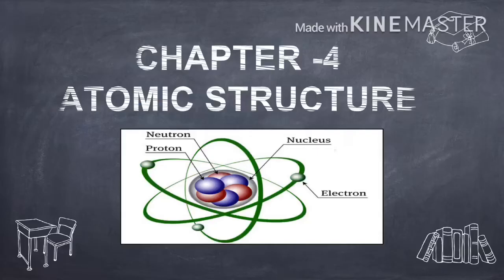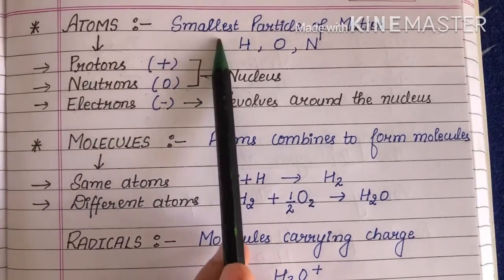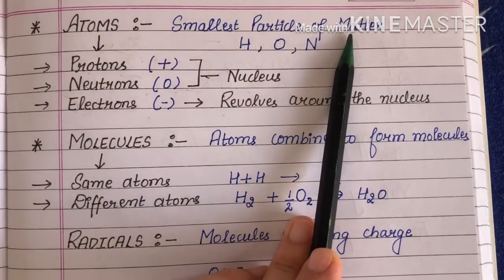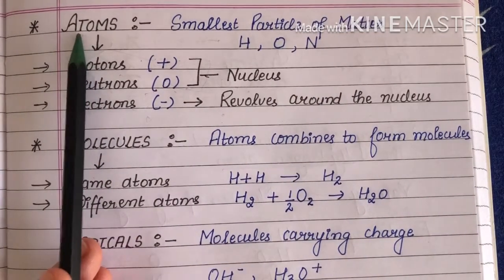Started chapter number 4, that is atomic structure, and today we are going to study this chapter further. So let's revise the previous topic first. That is, what is an atom? Smallest particle of matter. Means matter is made up of smallest particles, and that smallest particle is known as an atom.